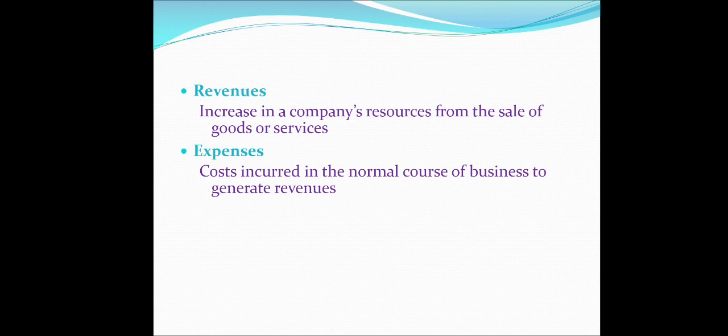You can read about this in the textbook. This thing is very important. If I give you a list of 20 items, for example, then you have to know which one is asset, which one is liability, which one is owner's equity, which one is revenue, and which one is an expense. Okay, very important.